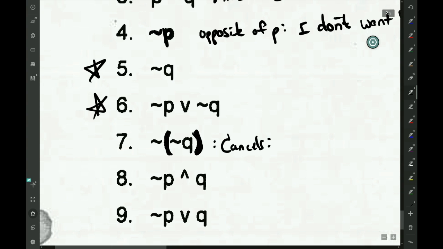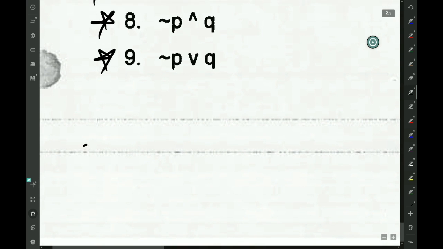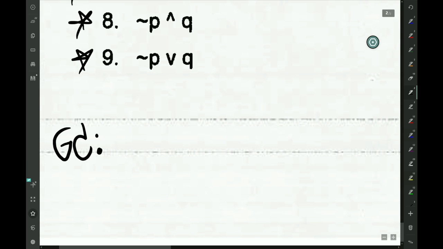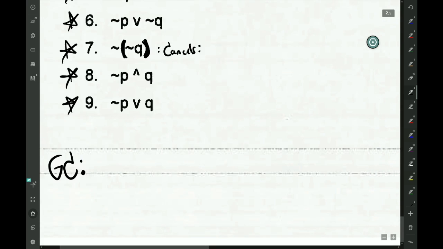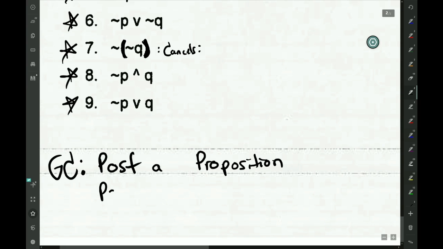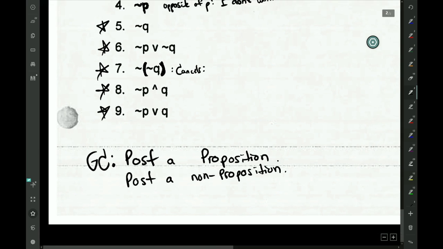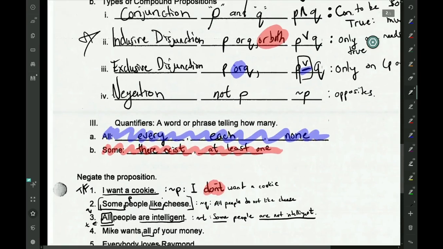There'll be some extra practice for you if you want to write 7 out again. But what I'd like you to do then on Google Classroom is finish those up. I would also like you to post an example of a proposition, and also post a non-proposition. So that is your task for Google Classroom. Thanks for hanging in there, finish those up, and I'll give you the homework to finish over. Thanks, guys.